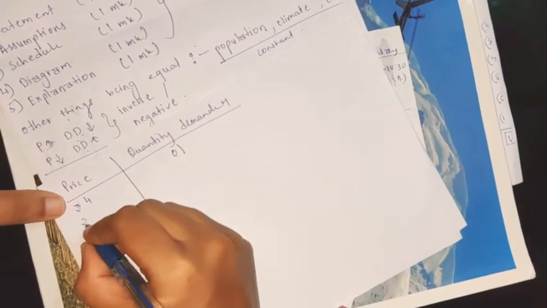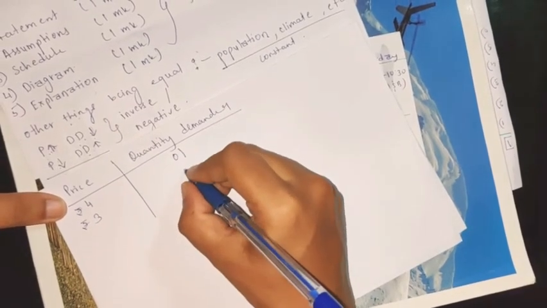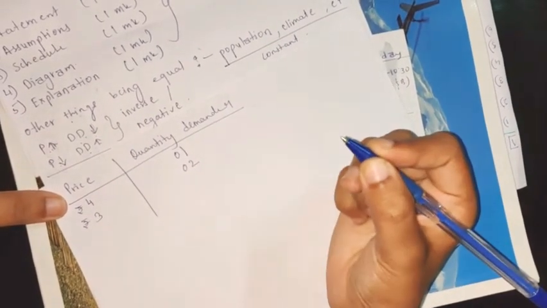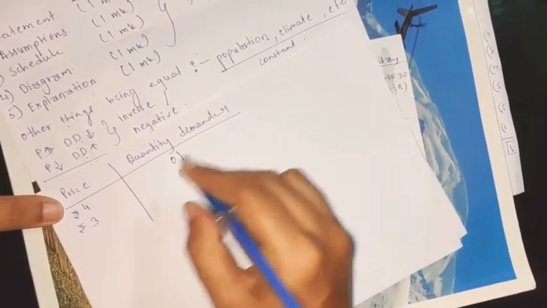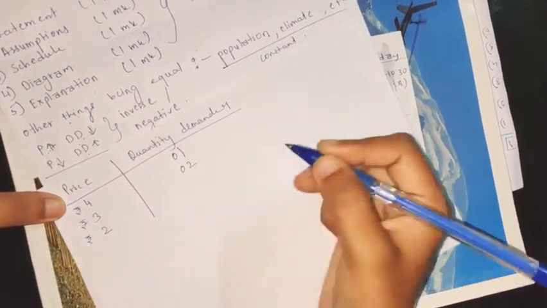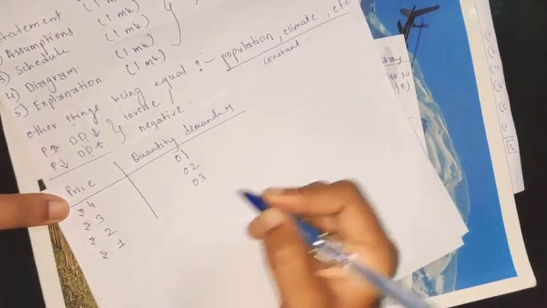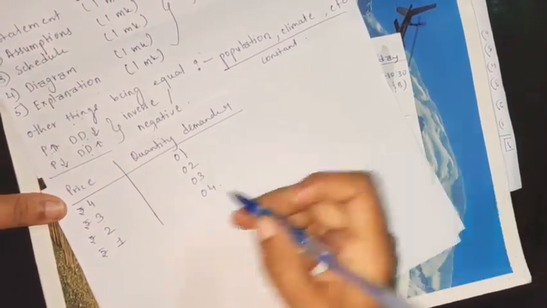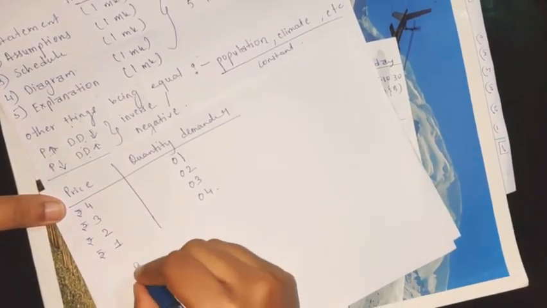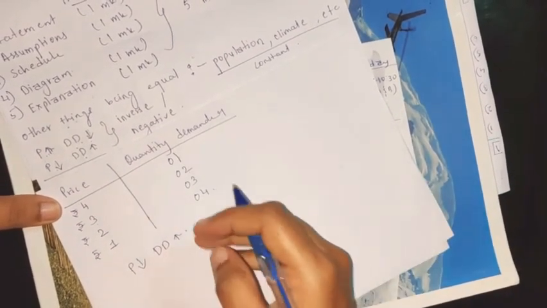Okay, then price decreases to 3. Your quantity demanded is 2. Just because price has decreased from 4 to 3, you are demanding more, from 1 to 2. When price decreases even more to 2, your quantity demanded increases to 3. When price finally decreases and becomes 1, your quantity demanded will be 4. Over here we can see that price has fallen down and your quantity demanded has increased. We can see inverse relationship.